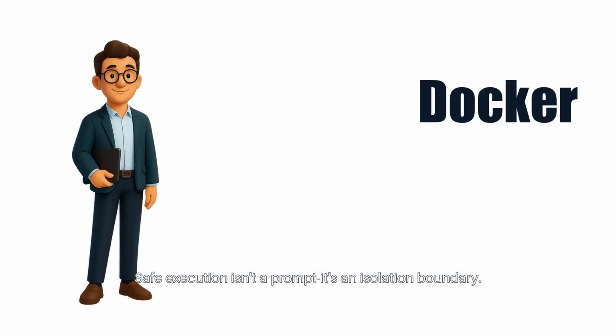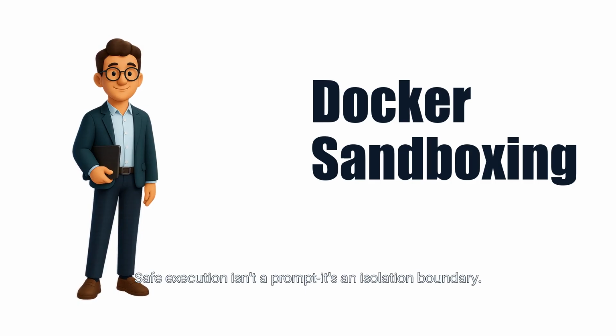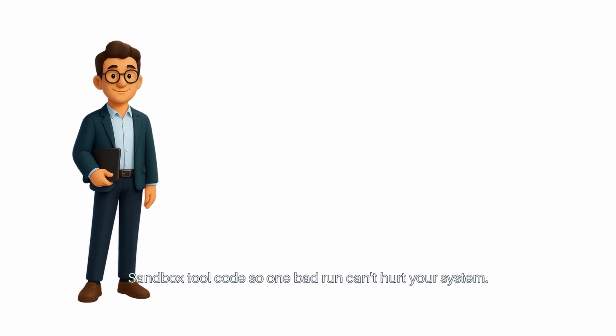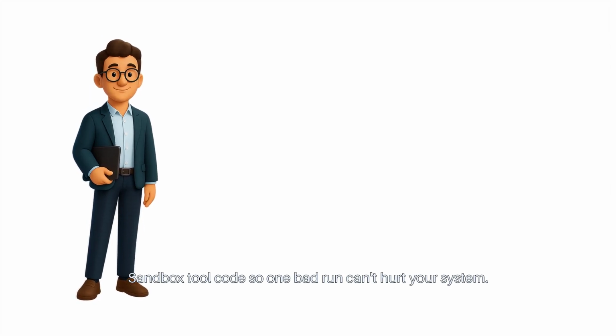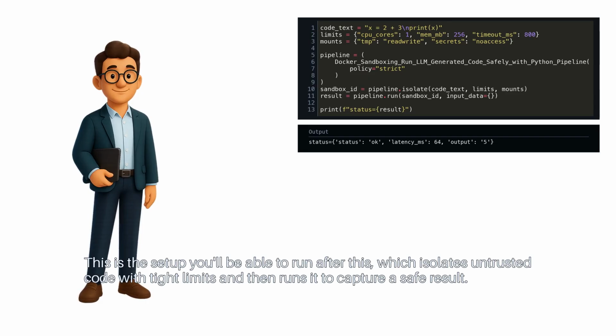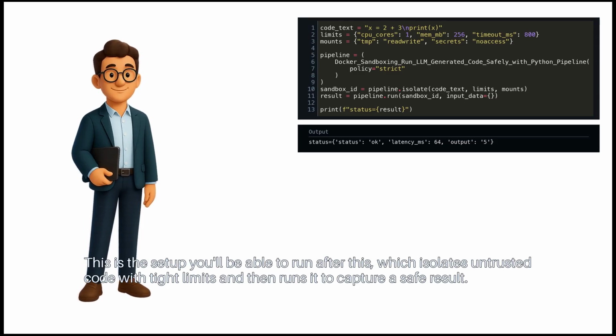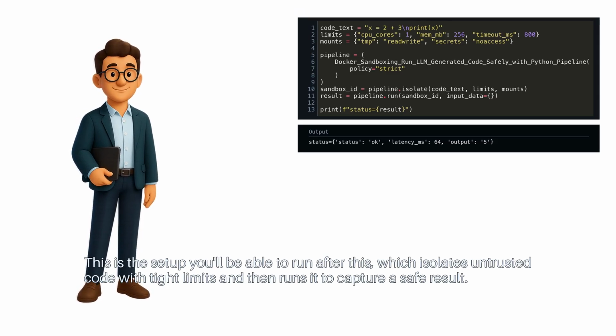Safe execution isn't a prompt, it's an isolation boundary. Sandbox tool code, so one bad run can't hurt your system. This is the setup you'll be able to run after this, which isolates untrusted code with tight limits and then runs it to capture a safe result.